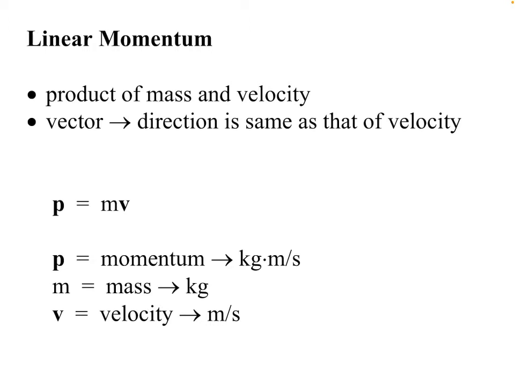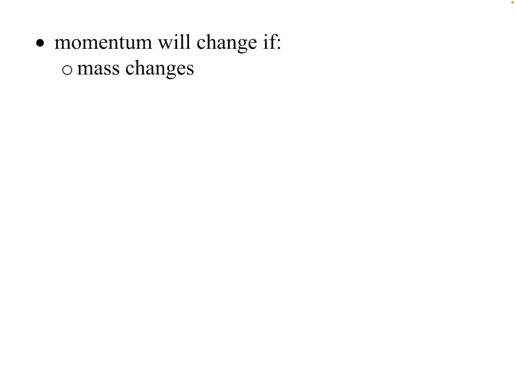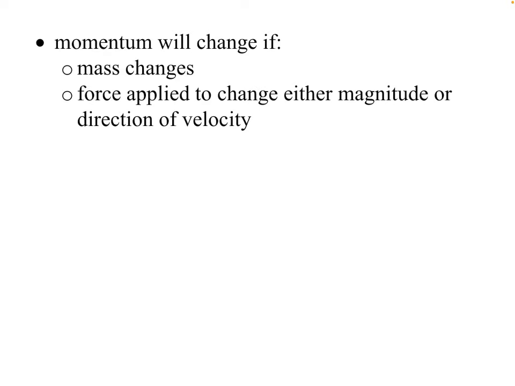Okay, that's it. It's just anything with mass that's moving has momentum. So, because momentum has to do with mass and velocity, then we know momentum changes when either the mass changes or the velocity changes. How do you change velocity? You have to apply a force, right? So there's a force applied to either change the magnitude or the direction of the velocity. And so really it's the change in momentum that's always the more important thing to look at.